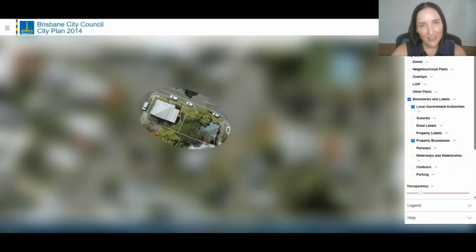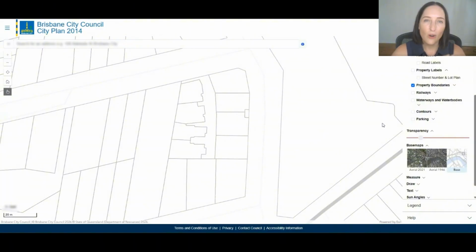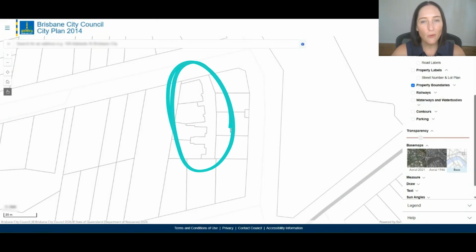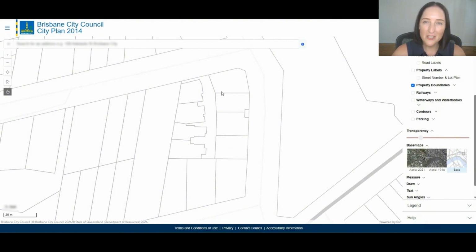The next check that you need to go for, though, is to look for common property. So sometimes that common property, that shared asset sort of arrangement, is very obvious. It's very in your face. So in this example here, we've got the whole driveway is common property. It's, like I said, in your face. You can't miss it. Sometimes it's not so obvious.